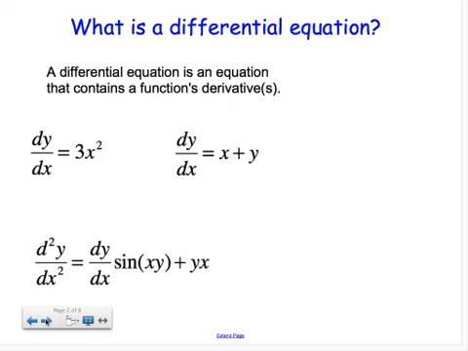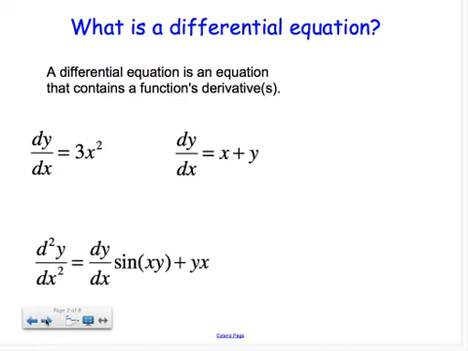Okay, so we're going to start a short unit that is a nice tie between differential calculus and integral calculus. So let's talk about what is a differential equation. Very simply stated, it's an equation that contains at least one derivative of some function. Here are a few examples.